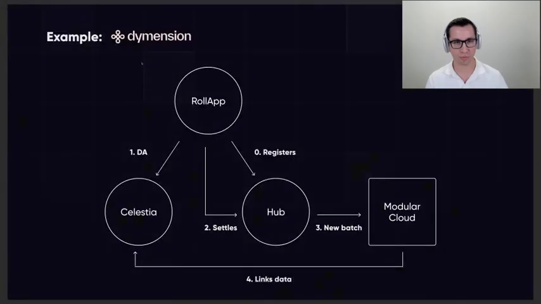So let's just go through one concrete real-world example that's live right now. Dimension. You can go to dymscan.com, or you can use any of our explorers, explore.modular.cloud, and you can look at dimension data. Currently there is the dimension hub, which is the settlement layer, and a rollup.